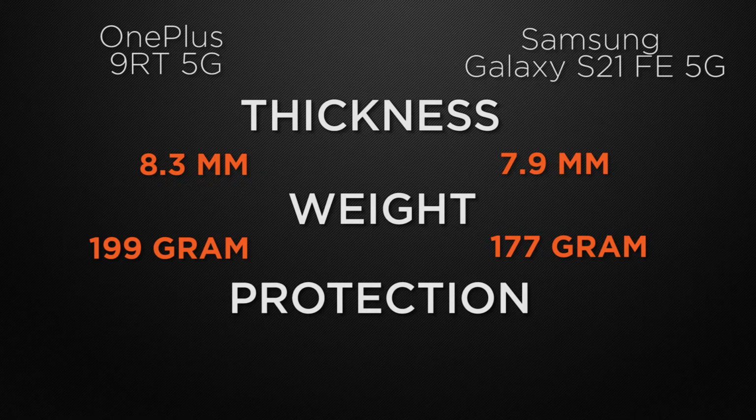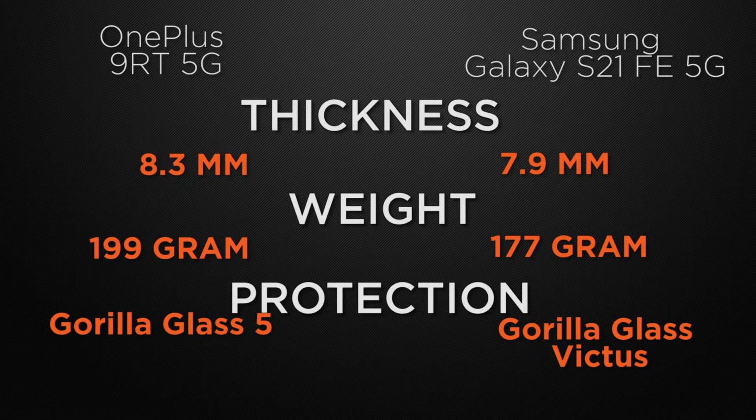And about the protective glass of the devices, 9RT has Gorilla Glass 5, whereas S21 has Gorilla Glass Victus. So the winner here is S21 because the durability of Victus is more as compared to Gorilla Glass 5.